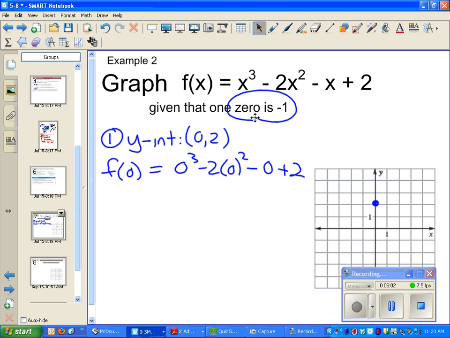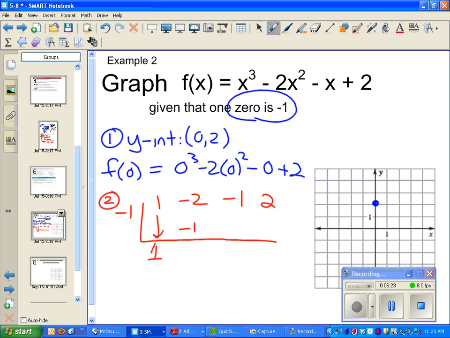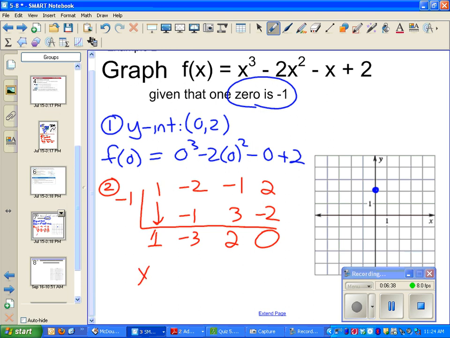For our x-intercepts, we could actually factor by grouping, but we'll do a little bit of practice with synthetic substitution. If I know a zero is -1, that's going to go on the outside. And then my coefficients are going to be 1, -2, -1, and 2. I'm going to drop down the 1, multiply to get -1, add and you get -3. Multiply and you get +3, add you get +2, multiply you get -2, and we did get a 0, which means we did our math right. Then I'm going to rewrite this as 1x squared minus 3x plus 2, and I'm going to factor that to find the other zeros.